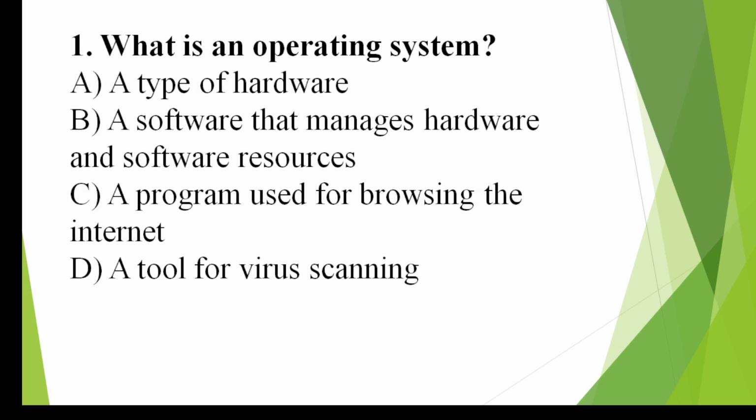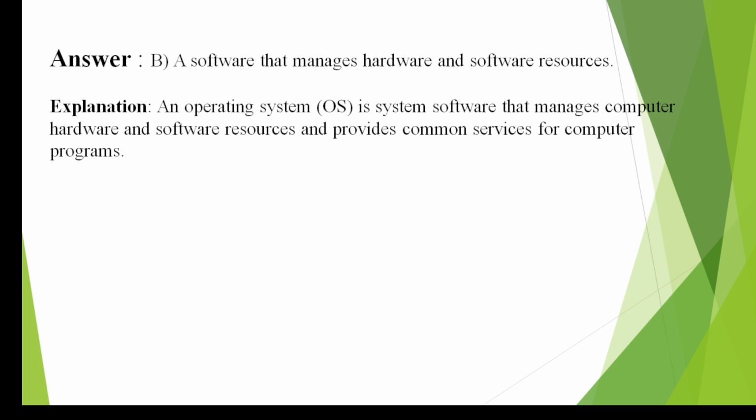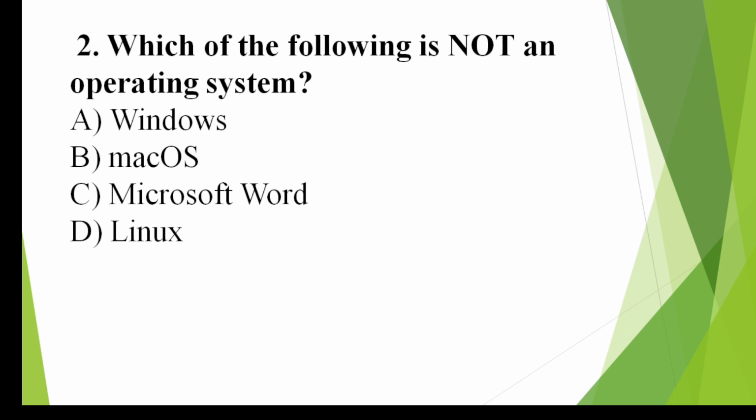Let us see 20 MCQs related to software. What is an operating system? A, a type of hardware. B, a software that manages hardware and software resources. C, a program used for browsing the internet. D, a tool for virus scanning. The correct answer is B, a software that manages hardware and software resources. An operating system, OS, is a system software that manages computer hardware and software resources and provides common services for computer programs. Let's move to question number 2.